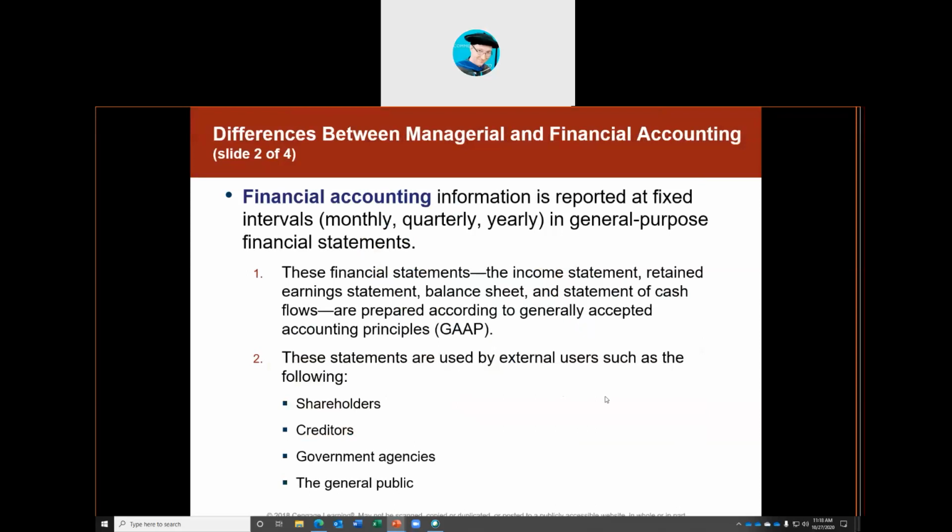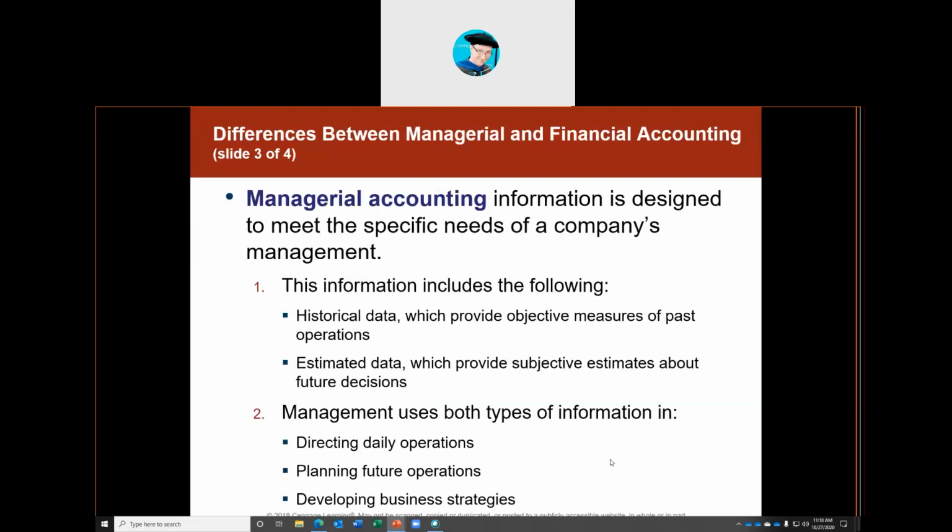So again, financial accounting, which was Accounting 201, focused on generally accepted accounting principles, financial statements that were prepared for external users. They were prepared monthly, quarterly, and yearly, and they were used by shareholders, creditors, government agencies, and the general public, which is much different than managerial accounting.